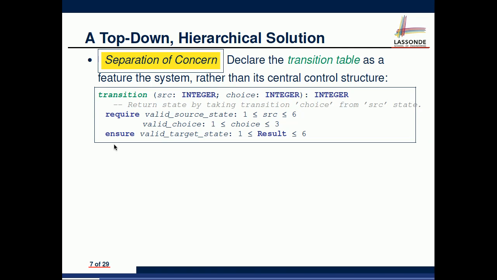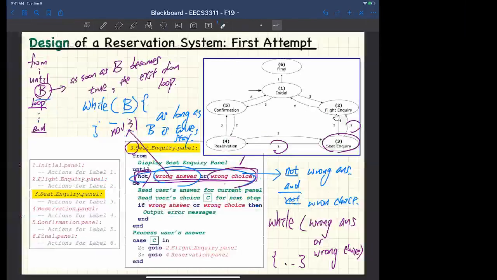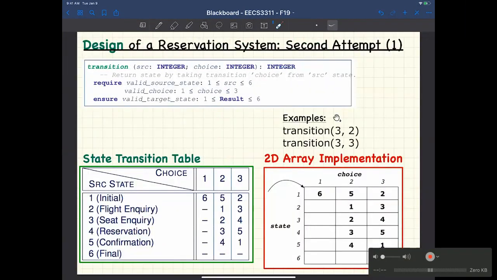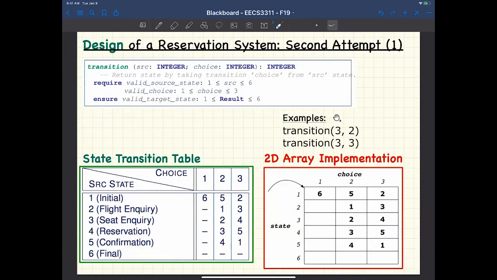Now, if we do a transition here, you can definitely apply some contracts. For the transition function, we say what's the source and what's the choice, and return the corresponding output states. I'll show you an example. This is our transition function over here. It takes the source state and the choice, and then returns the destination. But how do you implement that?